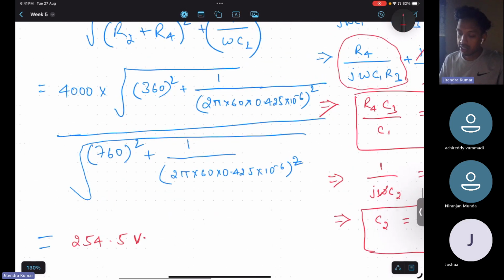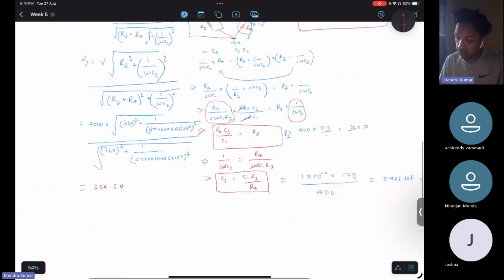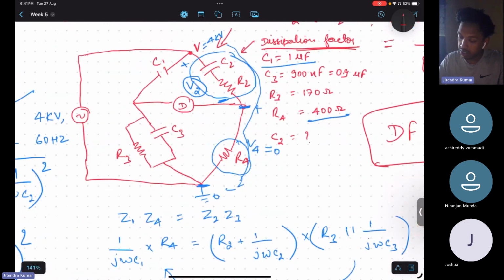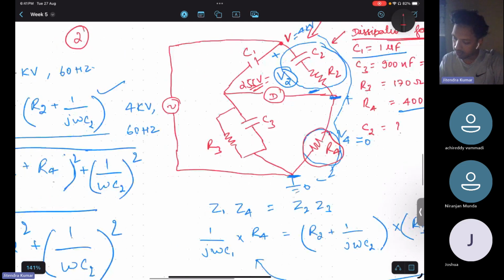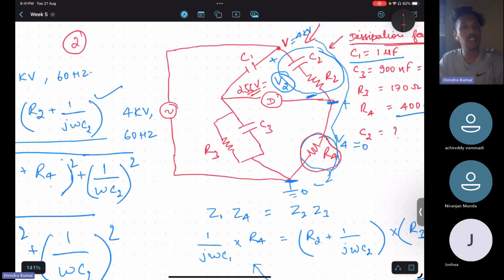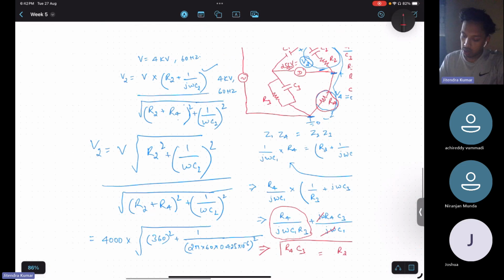So see, this voltage drop is 254.5 volts, which is very small compared to 4 kV, 4000 volt. Here the drop is almost 255 volt, so the rest of the drop will be here, because this R4 is generally fixed in this kind of circuit, right? The bridge is designed so that R4 has most of the drop, so that even if you vary R2 and C2, you will not get a large current flowing in the circuit. That is why this kind of bridge is generally used in high voltage conditions. Any doubt in this part?